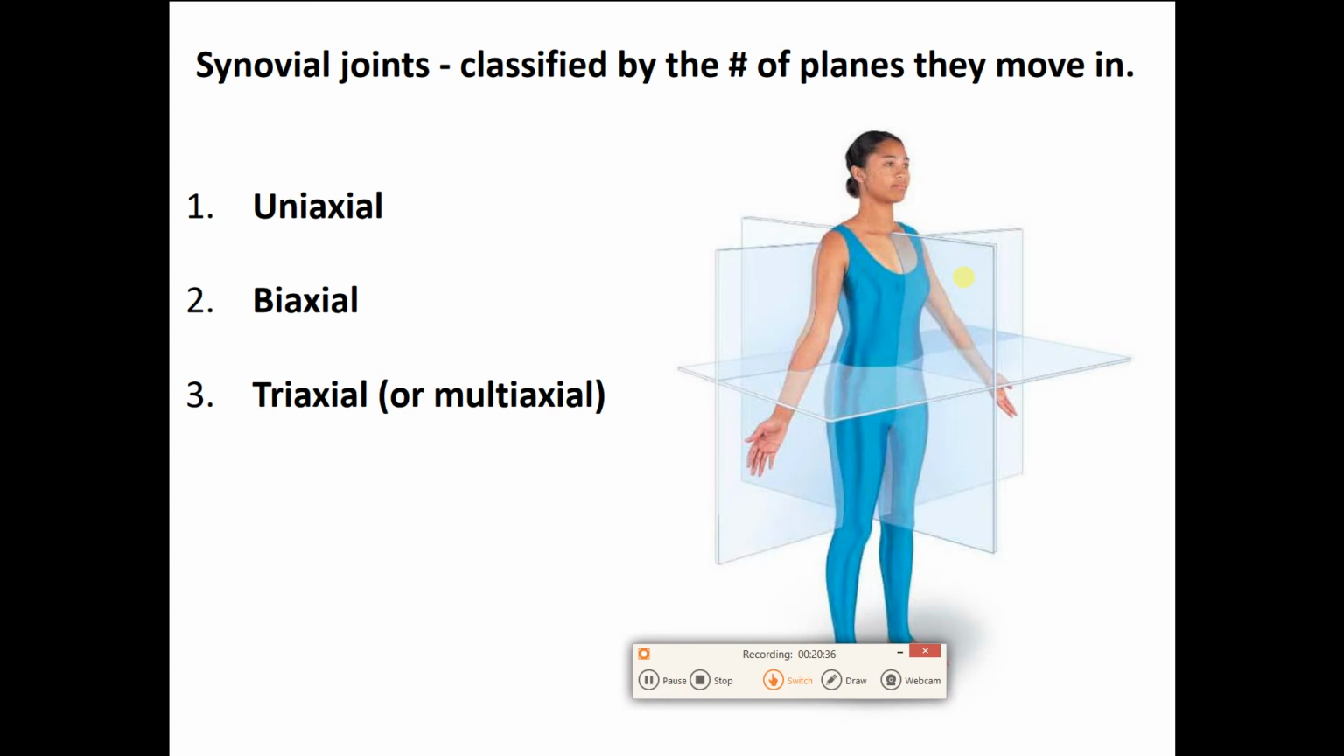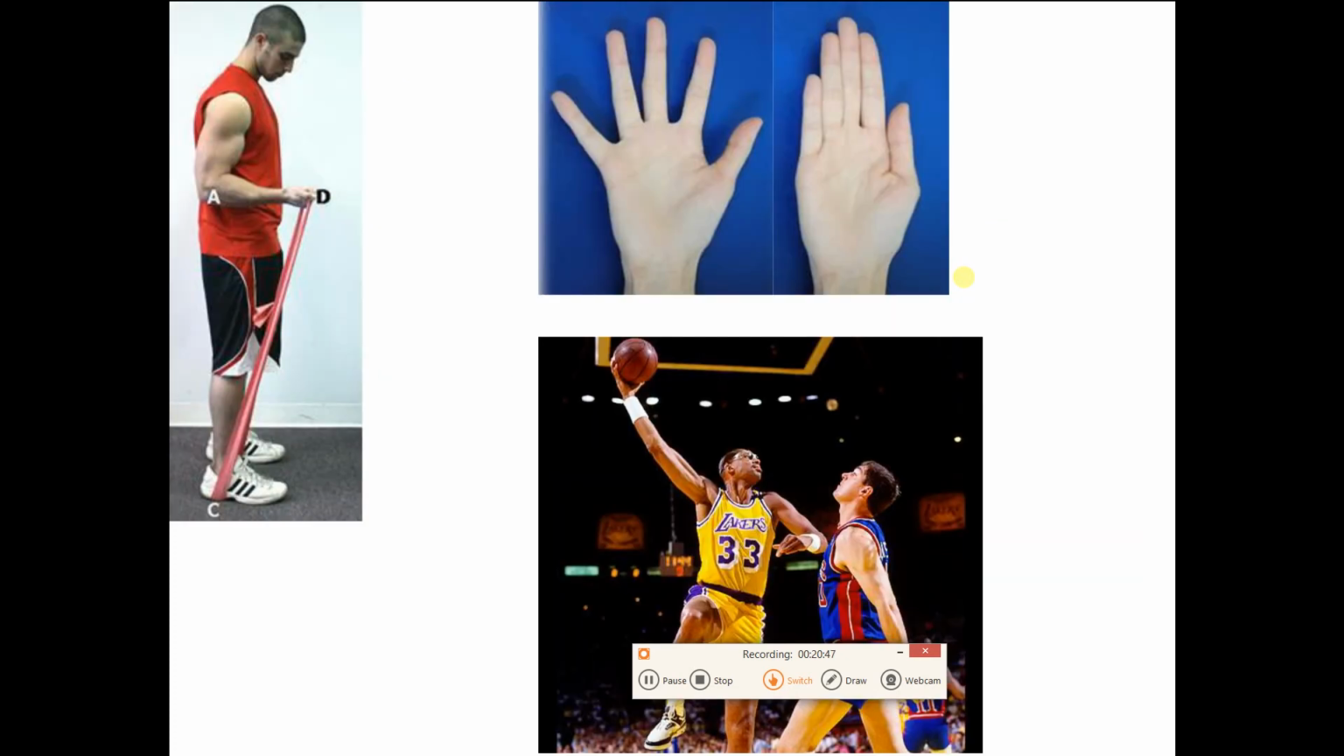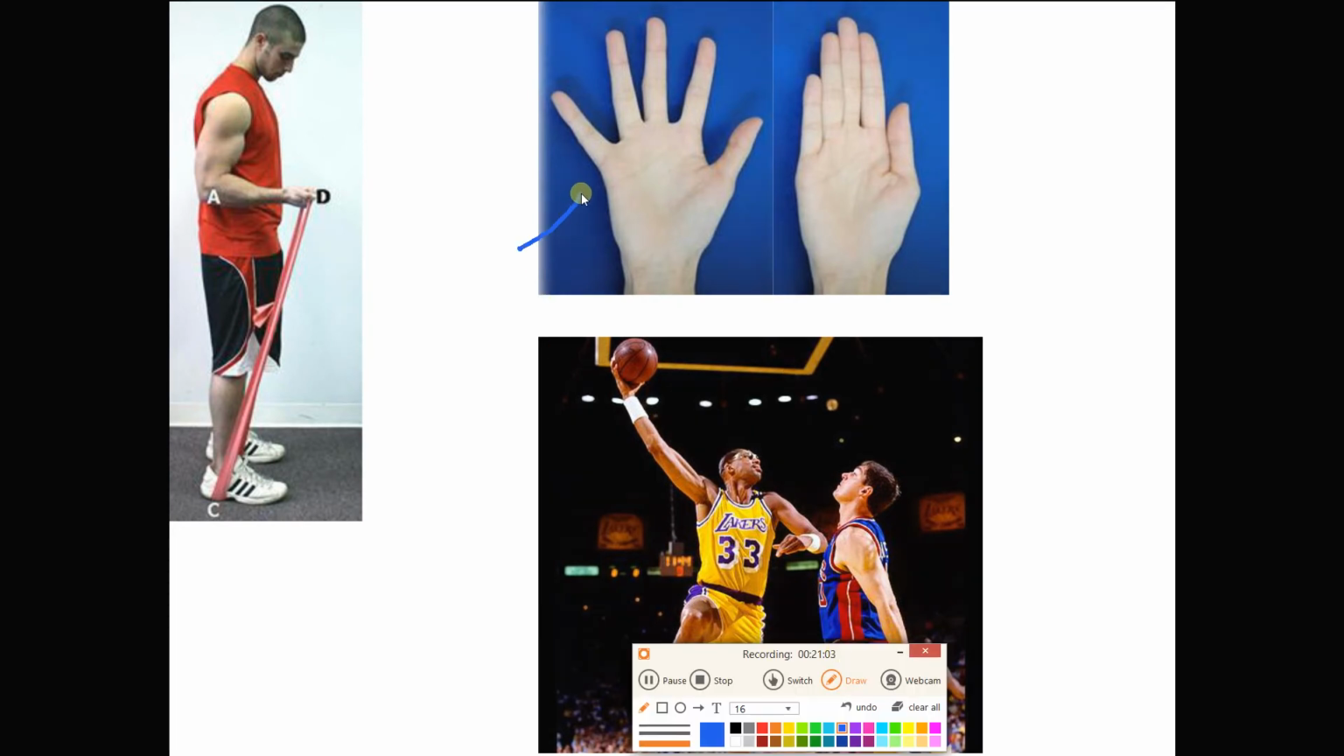All right, now take your palm and bend your fingers like you're beckoning someone. And then spread your fingers out. So you can spread your fingers out, but you can also say, hey, come here with your fingers. So there's two movements right there. So the joints there would be biaxial. So these joints right here, your knuckle joints, are biaxial because they move in two planes.